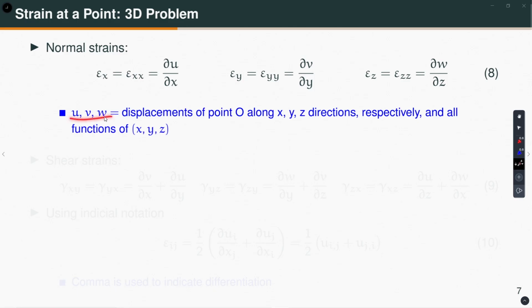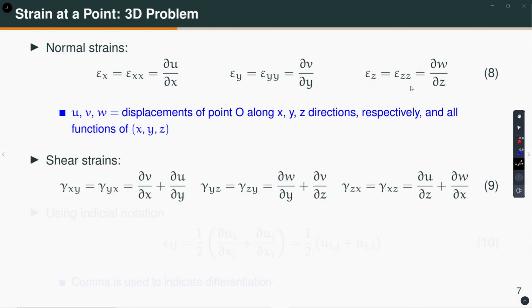All of them are functions of x, y and z, and these are the displacements along the x, y and z directions of point O. So, my normal strain becomes del u del x in the x direction, del v del y in the y direction, del w del z in the z direction. Just like for stresses, we used subscripts sigma xx, sigma yy, sigma zz, sigma xy and so on. For strain also, instead of epsilon x, we can say epsilon xx, instead of epsilon y, epsilon yy, and epsilon zz.